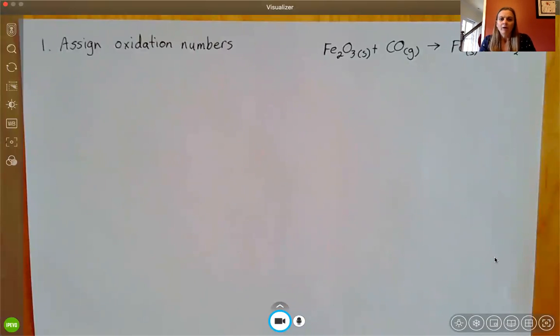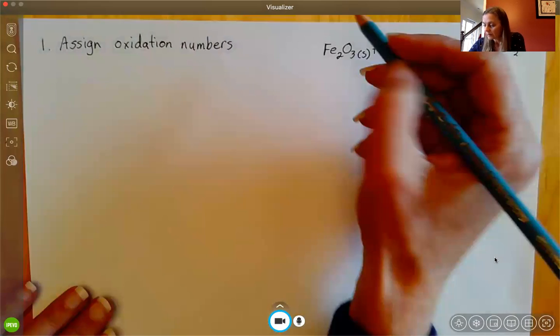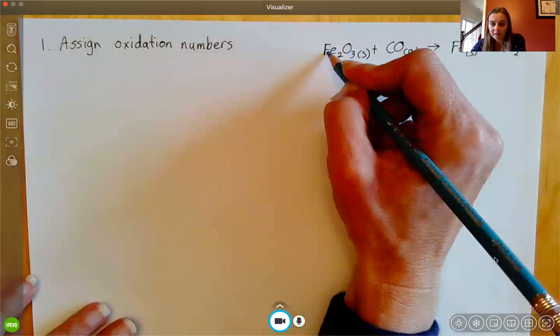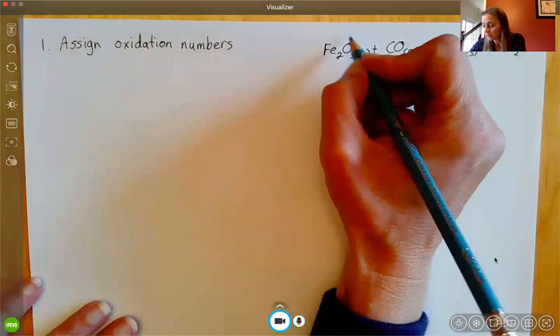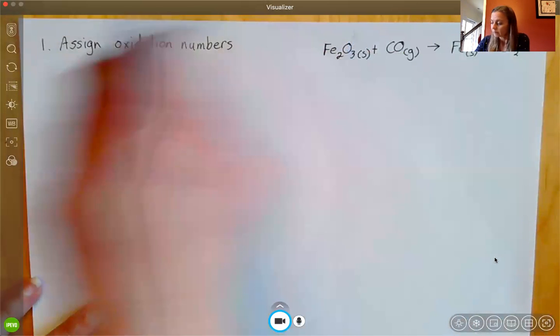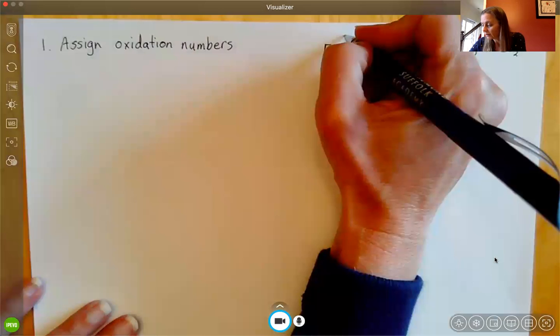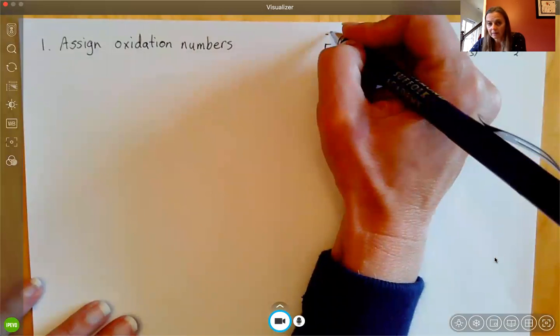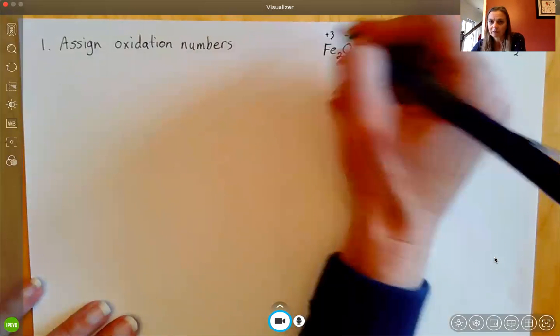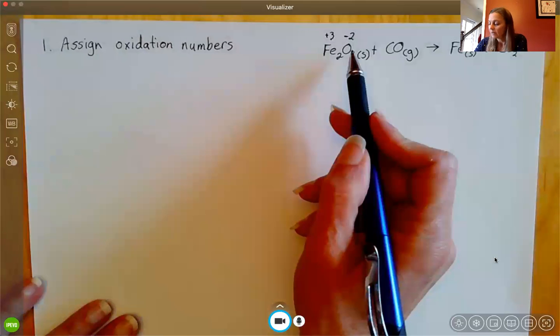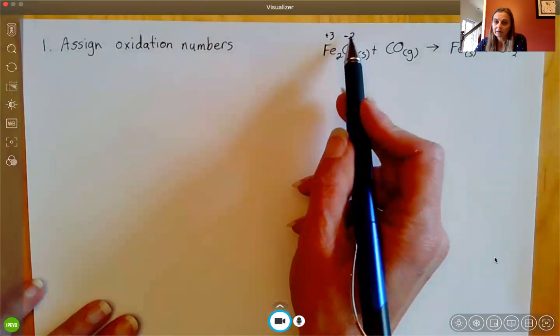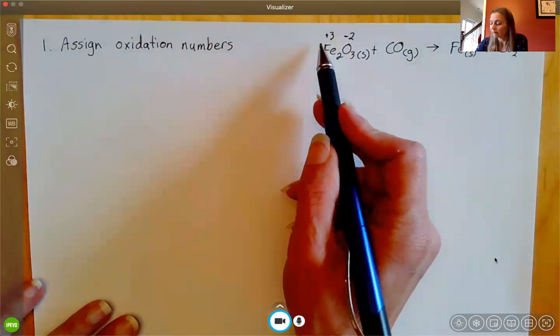Okay, so the very first thing we're going to do is assign oxidation numbers to all the elements in our reaction. This is an ionic compound, so oxygen is -2, and iron is therefore going to be +3. So we've assigned oxidation numbers based on the known charge of oxygen and iron.